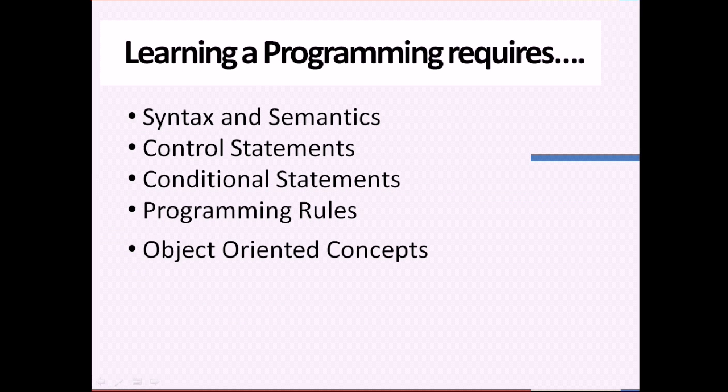Now, first we'll see what the things are that are required to learn programming. These are the 5 things required to learn programming. There are many more, but these are the 5 things which I consider we should have knowledge of first. The first one is syntax and semantics, then control statements, followed by conditional statements, programming rules, and followed by object-oriented concepts. If we are going to learn Java and C++, object-oriented concepts are there.